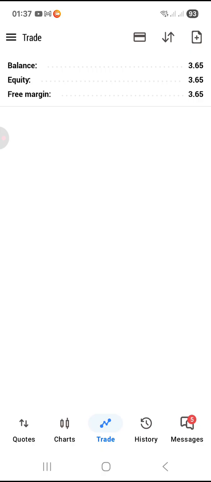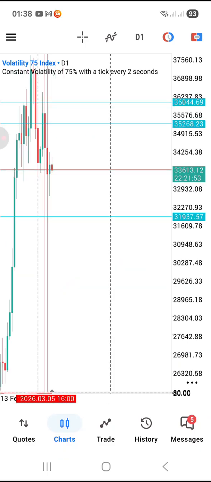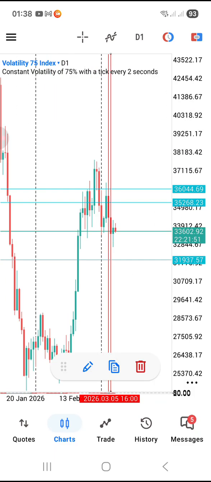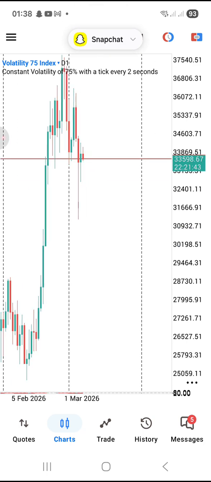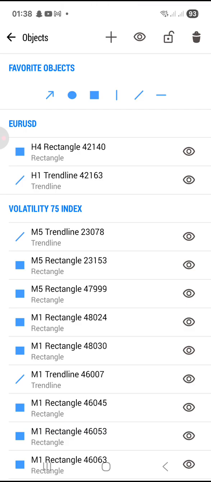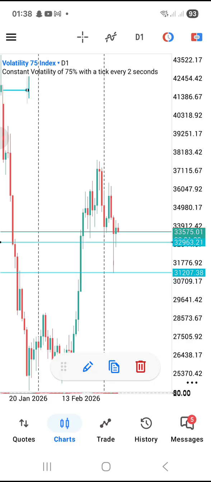All right, so are we good to go? We're ready to take this trade. So let's go. First of all, let's look at our daily charts. Let's remove these lines for now. From what we see here, this is the lowest point so far. It is the highest point of the last candle.